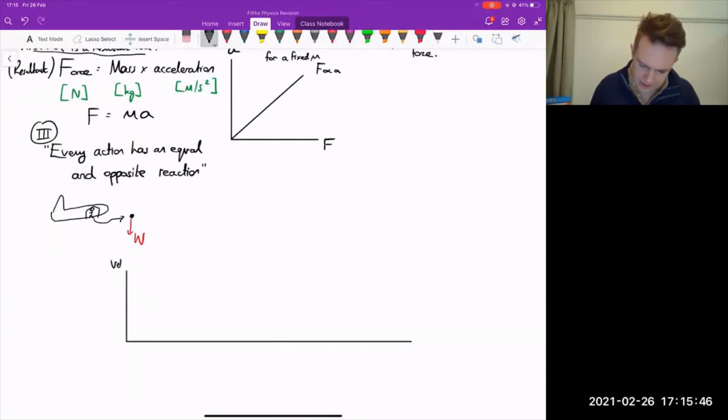So this is velocity, and this is time. So initially they're at rest. So I'm going to draw a big X there. But then they accelerate, don't they? Because the weight is acting downwards. So the acceleration is going to do this, cause the velocity to increase.